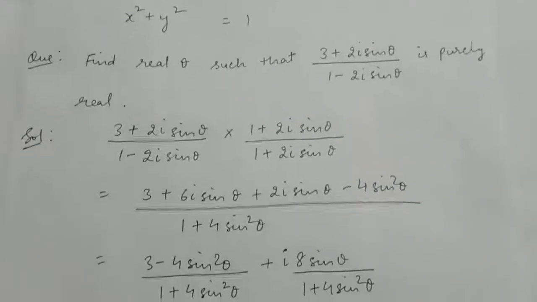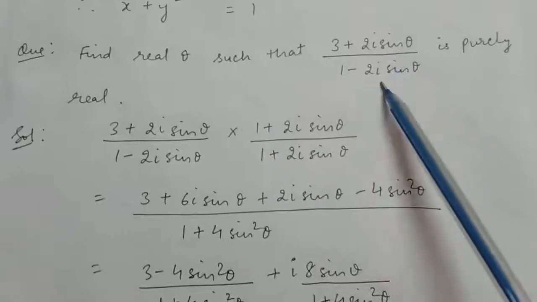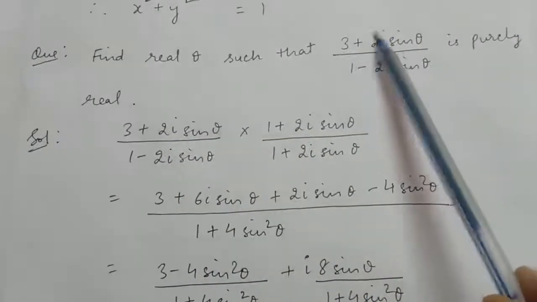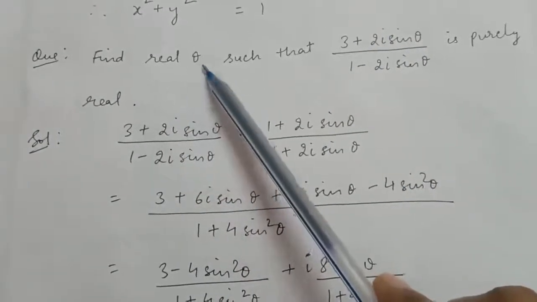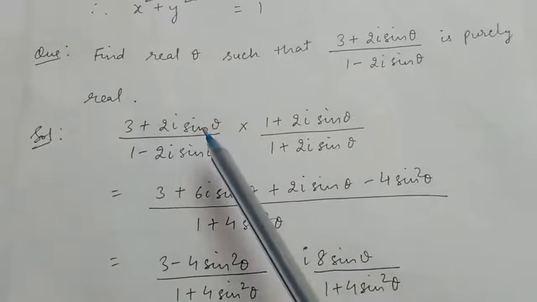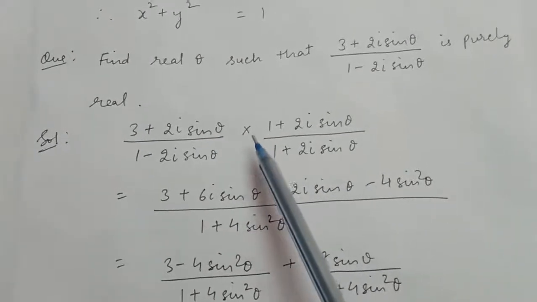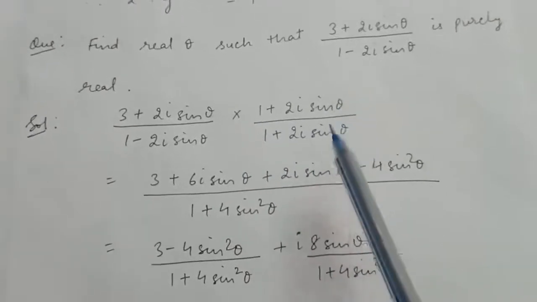Now in the next question you have to find real theta such that this is purely real. So that this term becomes purely real, you have to find such theta, right? So for this, first of all, rationalize it to make it in the form of a plus iota b. Rationalize it with 1 plus 2 iota sine theta, right?